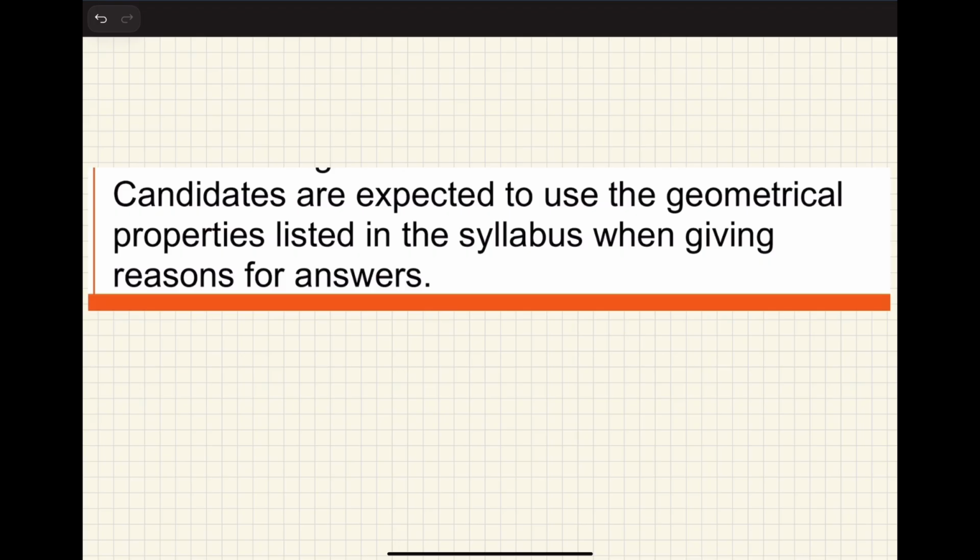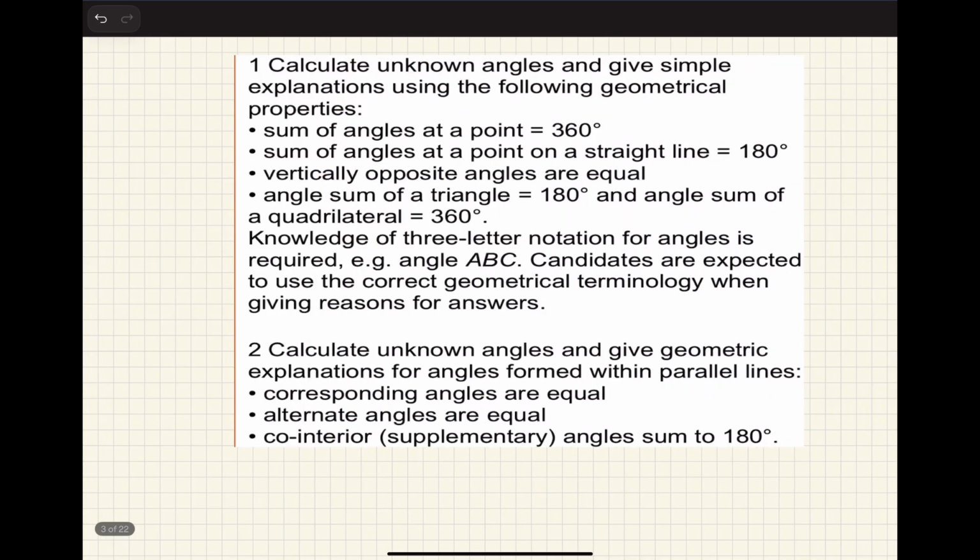The syllabus now explicitly states that candidates are expected to use the geometrical properties listed in the syllabus when giving reasons for answers. So those reasons must match the ones listed in the official syllabus. I've put a screenshot of all the acceptable reasons up on the screen, so make sure you take a moment to note these down in your notebooks and ideally memorize them. They're really going to help you.